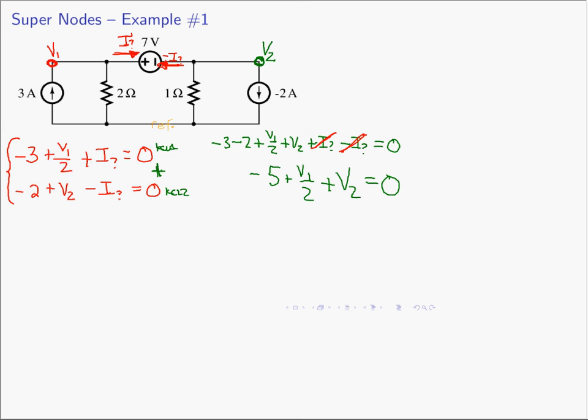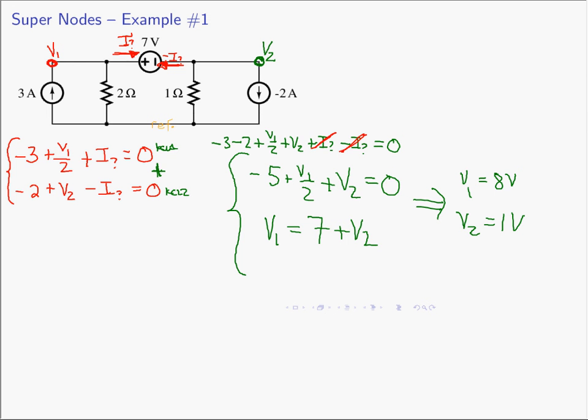So we have 1 equation and 2 unknowns, and we need 1 more equation. That comes from what we saw earlier: we know that the V1 side of the voltage source is going to be 7 volts higher than the V2 side. Now we have 2 equations and 2 unknowns, and when you solve these, you get the solution as before: V1 equals 8 volts and V2 equals 1 volt.